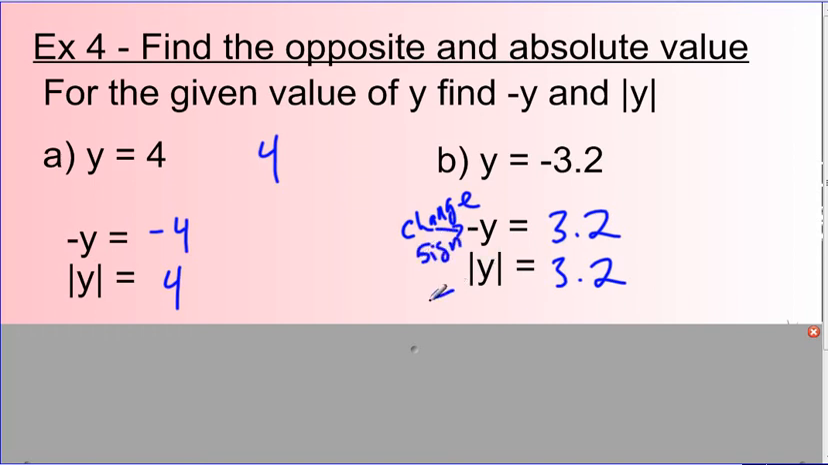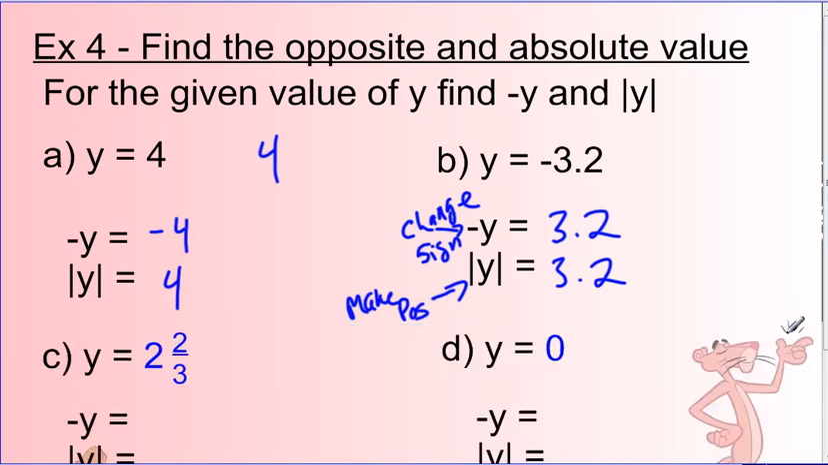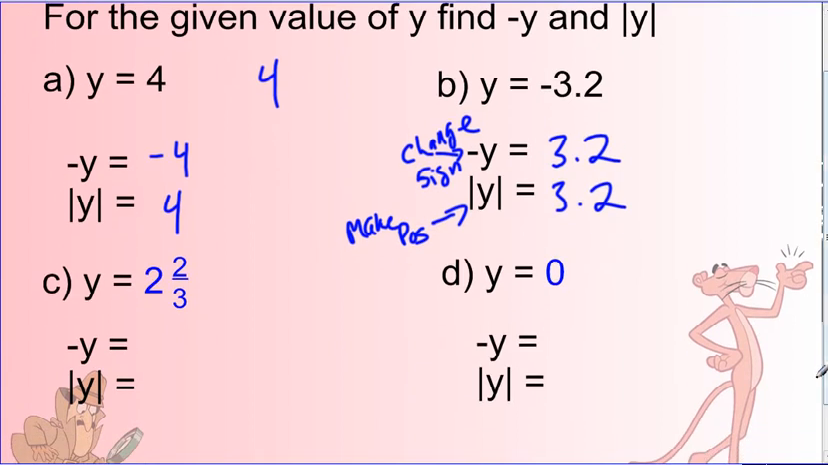When you're doing absolute value, you make it positive. And if the number is already positive, like it was here in letter A, you leave it positive. Go ahead and do letters C and D right now. Pause the video, do it on your own.